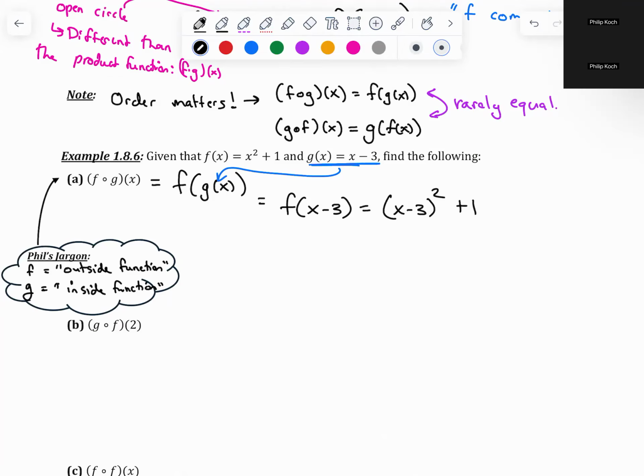So once again, you're putting g inside the function. Imagine putting g in the box. And so simplifying that a little bit, that'll be x squared minus 6x plus 9 plus that 1. And that's equal to x squared minus 6x plus 10.